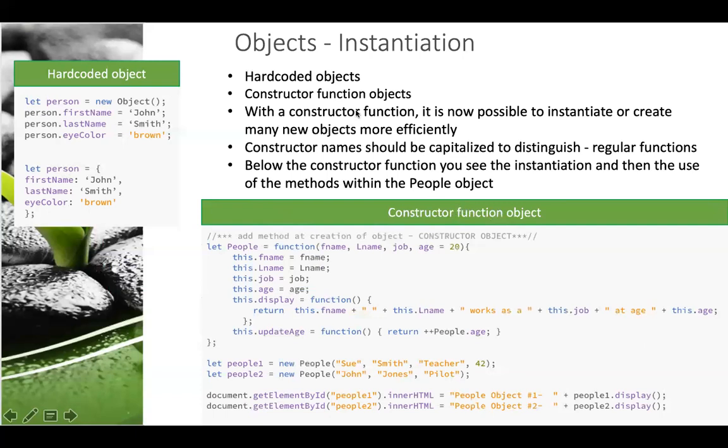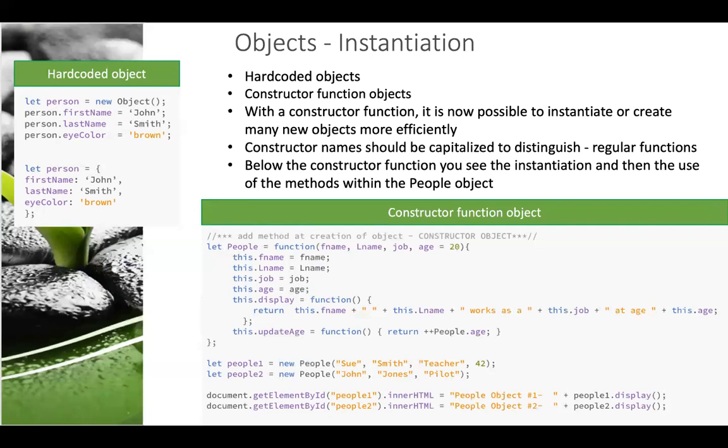Okay, so with a constructor function, it's now possible to instantiate or create many new objects more efficiently instead of hard coding them in there. Constructor names should be capitalized to distinguish them from regular functions. So see, in this case, this was lowercase, but this is a constructor function. We want to have an upper P here, whatever you name it. And below the constructor function, you see the instantiation.